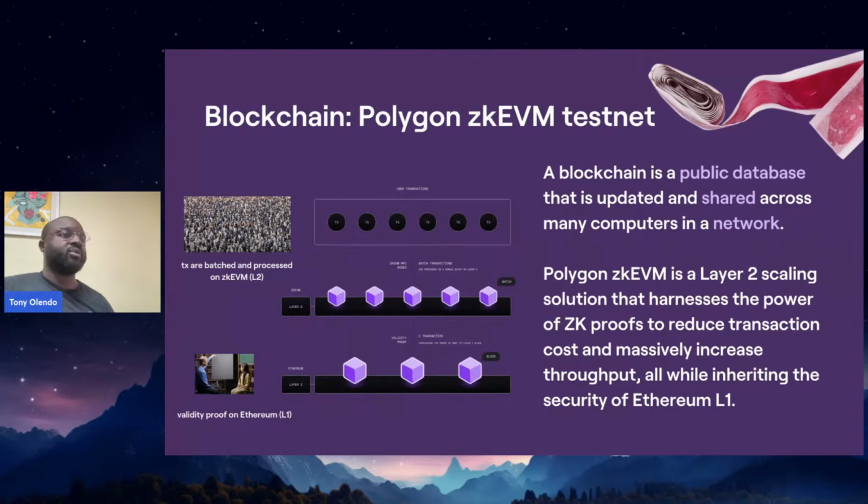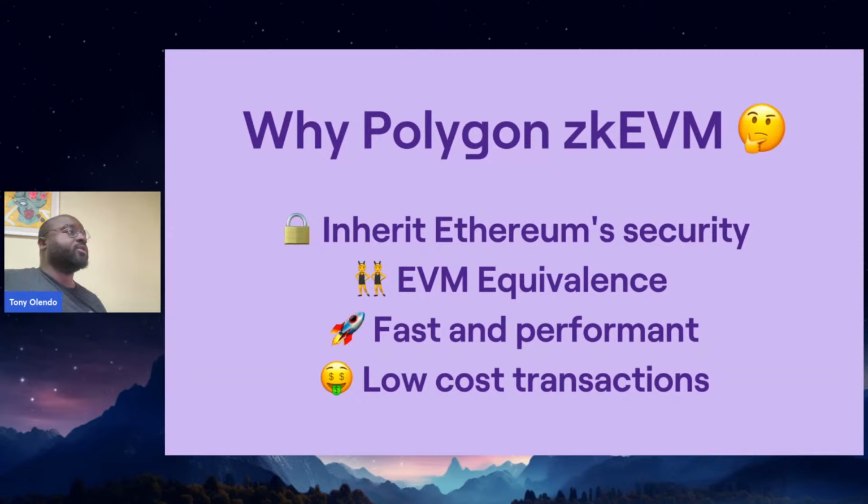And yeah, so we do this while inheriting the security of Ethereum. So why would you want to choose Polygon zkEVM? Because you inherit Ethereum security. You have EVM equivalence, like fairly strong EVM equivalence. It's fast and performant, and essentially it's lower cost transactions as compared to L1s.